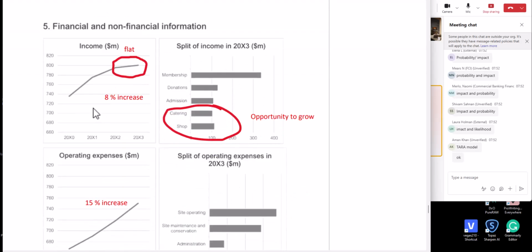So financial, we're going a bit flat here. It's 8% increase over 4 years, not great. It looks like massive, right? But actually the scale is quite weird. So we can see it's flattening out. So we're about 800. The costs are going up quite rapidly. So if the recession causes this to go down to 780 and this goes up to 790, you're losing money in the charity.